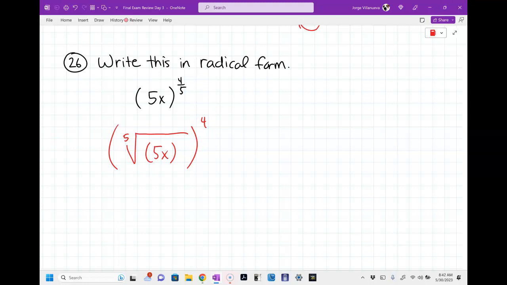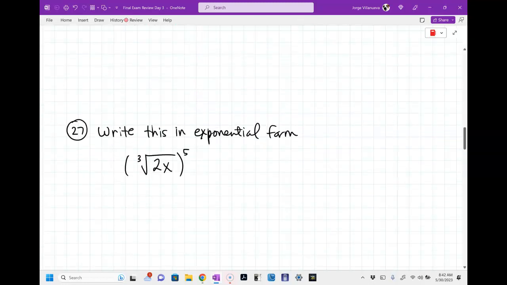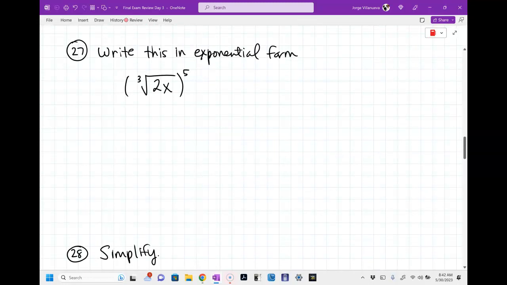And you should also be able to rewrite it as a power if you're given a radical. So we're probably going to do one of those next. So 27. There you go. Write this in exponential form. So that power on the outside, the 5, that's your numerator. The index is your denominator. So this becomes 2x to the 5/3. And that's your answer.